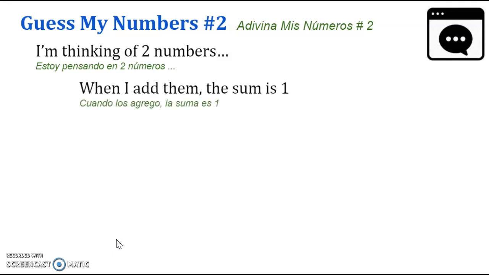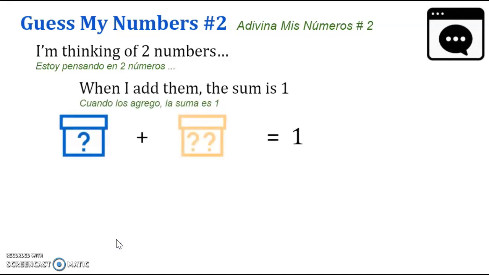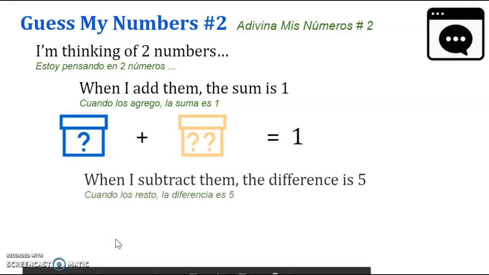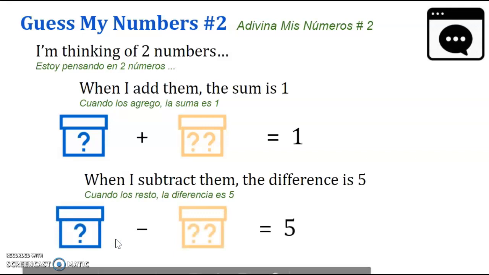I am still thinking of two numbers. When I add them, the sum is 1. But when I subtract them, the difference between those two numbers is 5. What do you think? Pause the video and see if you can come up with the two numbers.